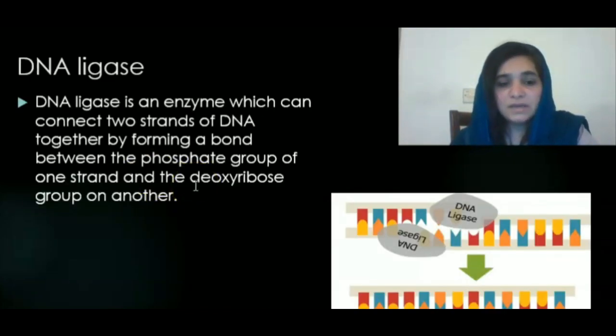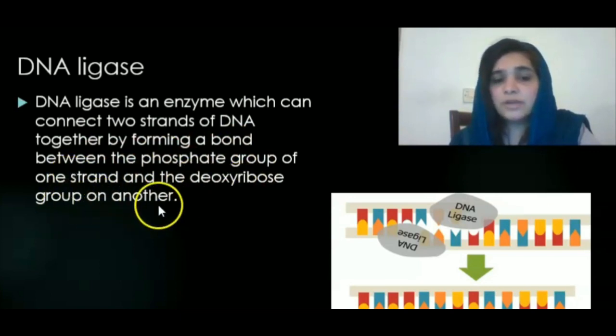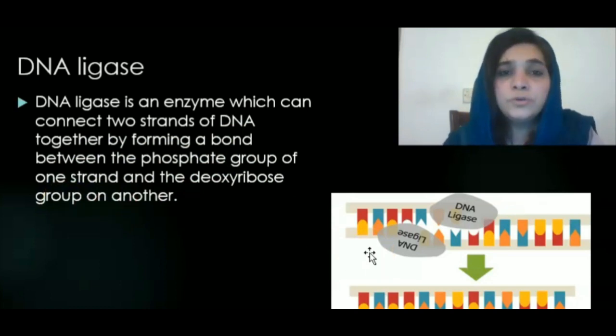DNA ligase. DNA ligase is an enzyme which can connect two strands of DNA together by forming a bond between the phosphate group of one strand and the deoxyribose on another. So DNA ligase basically helps in joining two different DNA molecules together.